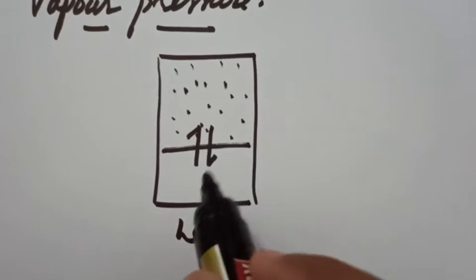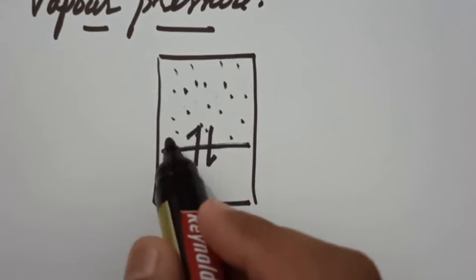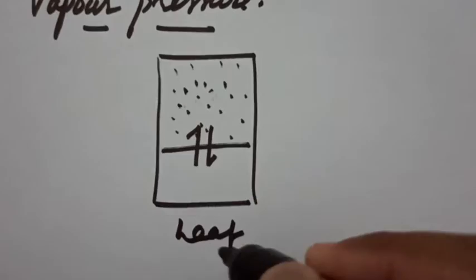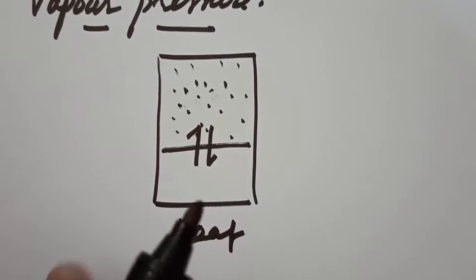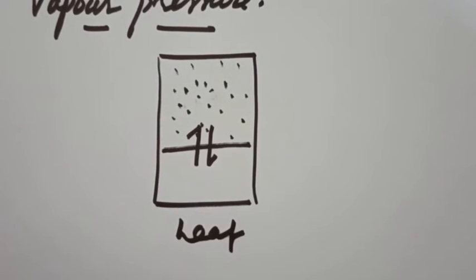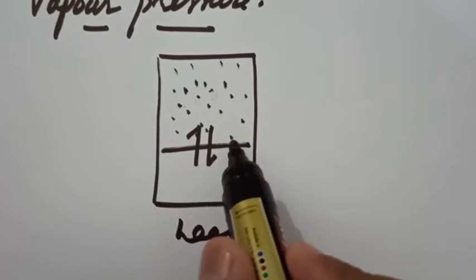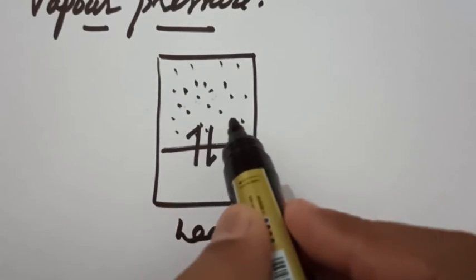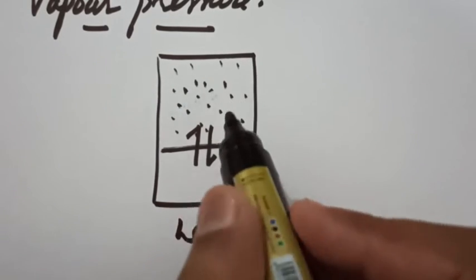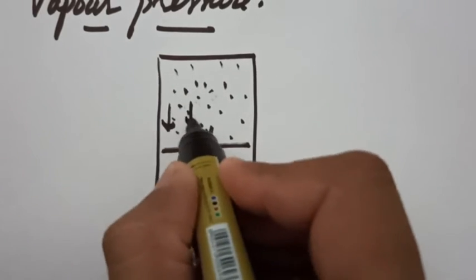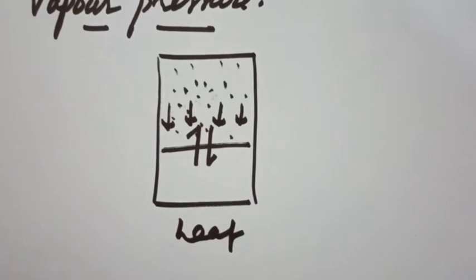That means as many molecules of water convert into vapor state, the same number of vapor molecules convert back into liquid state. That means the rate of evaporation becomes equal to the rate of condensation at a particular point, at a particular temperature, if the temperature remains constant. And at that time, when the equilibrium is attained, the vapors present above the surface of the liquid always exert pressure on the surface of the liquid. Obviously, because as we know, gases always exert pressure.